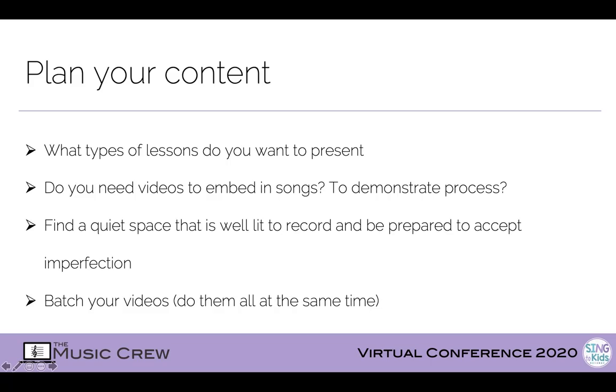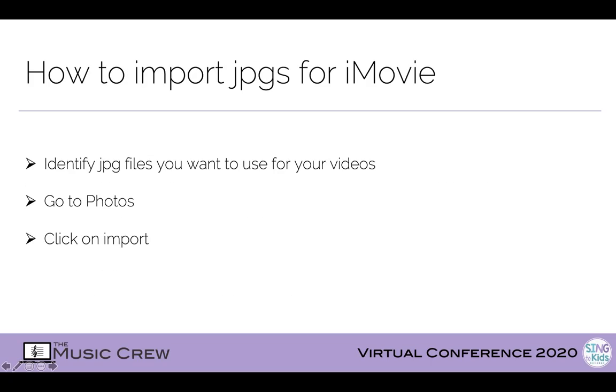So let's get started. How to import JPEGs for iMovie. If you're planning to put slides up of songs and record yourself singing the song or teaching the song, you're going to need to have those files ready for use. So identify what JPEG files you want to use for your videos. Go to your photos. You can do this on a computer or on your iPad, and click on import. You want to be able to bring those pictures into your photo library because that's how you'll access them in iMovie. Let me show you a quick demonstration.